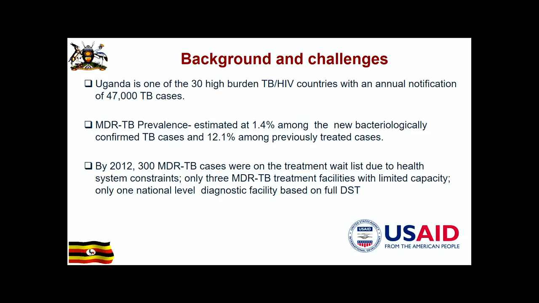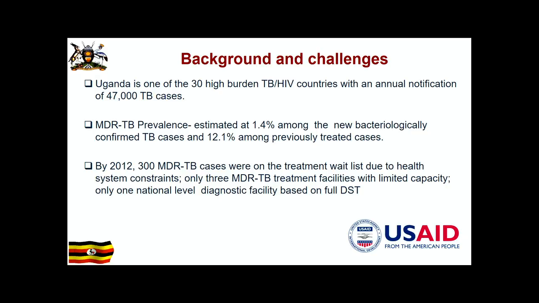We are among the 30 high-burden TB-HIV countries, according to the most recent WHO report, with our annual notification of TB of about 47% TB cases. The MDR-TB prevalence is 1.4 among new TB cases and 12.1 among previously treated TB cases. So we are considered not a high-burden country for MDR-TB.